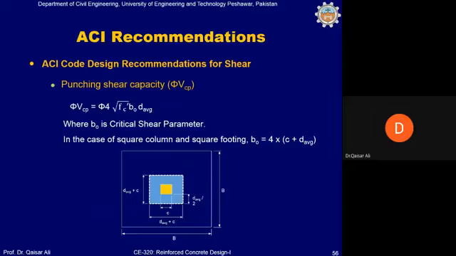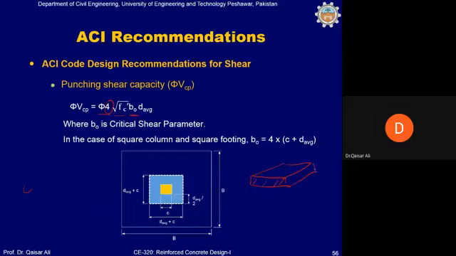Okay, then the punching shear capacity. In the case of a beam, you have seen that it was 5.2 √f'c b_w d. But there are two changes. One, the 2 factor has been replaced by 4. And instead of b_w, now we have b_0, because the punching shear area is now b_0 times d average. This is the punching shear area.